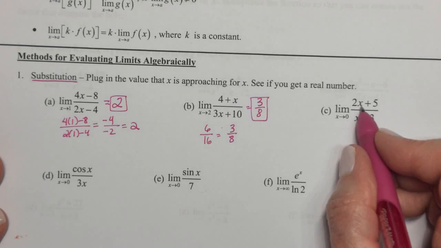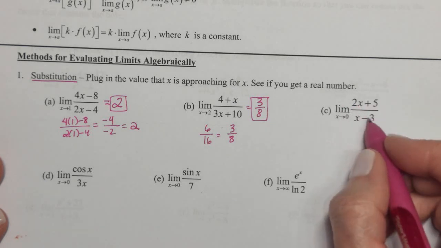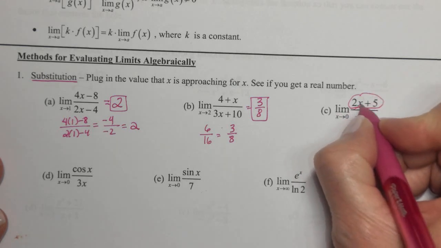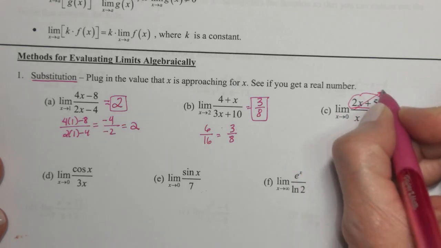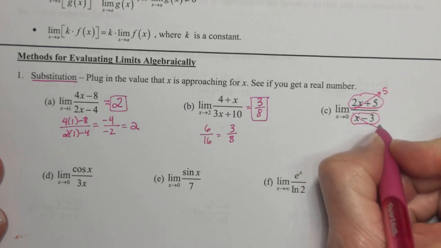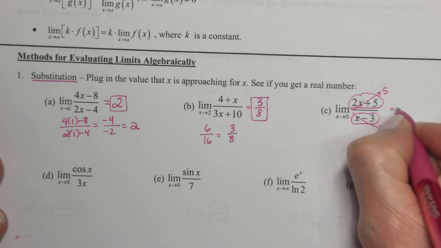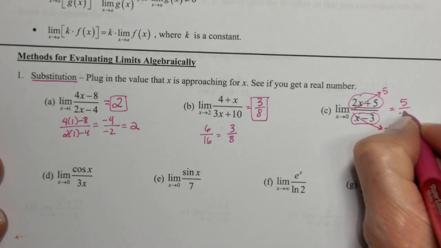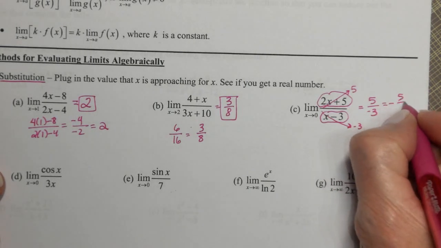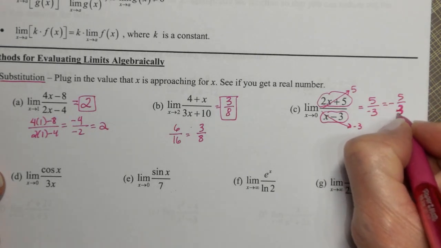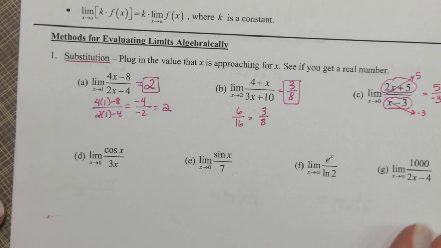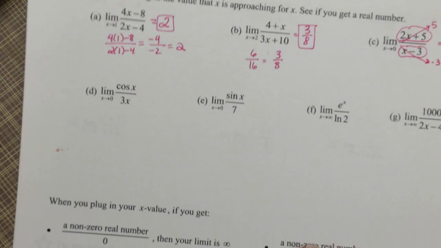Plug in 0 for x. The numerator, if we put 0 in for x, the numerator is going to be 5. The denominator is going to be negative 3. So this limit is equal to 5 over negative 3, which as a multiple choice answer would be negative 5/3. Okay?